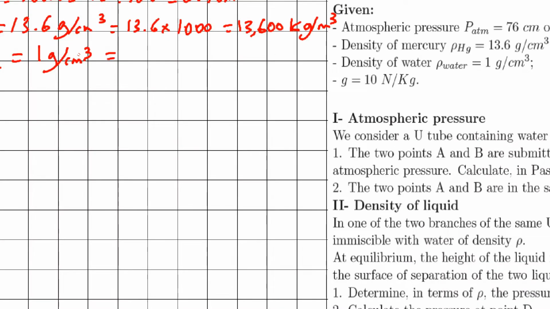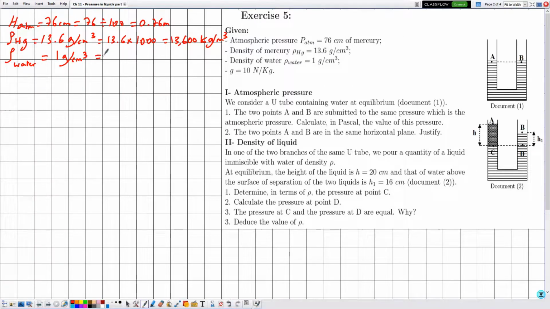So knowing that a gram per centimeter cube is not the SI unit of density, in order to convert from gram per centimeter cube to kilogram per meter cube, we simply multiply by 1000. Then 1 multiplied by 1000. Then the density of water is given by 1000 kilogram per meter cube, and the g is equal to 10 newtons per kilogram, which means we are performing this experiment on the surface of Earth.